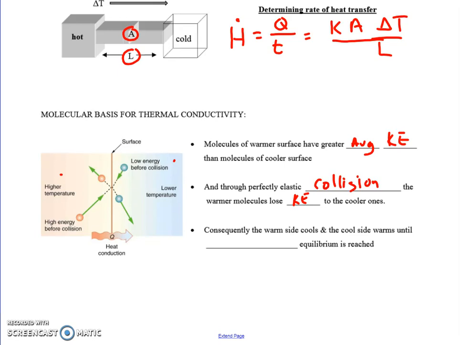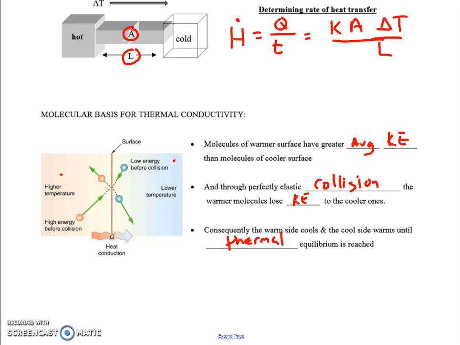If a fast-moving body hits a slower one, it makes sense that the slower one is going to gain some speed, gain some momentum, and the faster one is going to lose some. Okay, so right there you can see why we have one cooling and the other warming. And consequently, the warm side cools, the cool side warms until thermal equilibrium is reached, right?